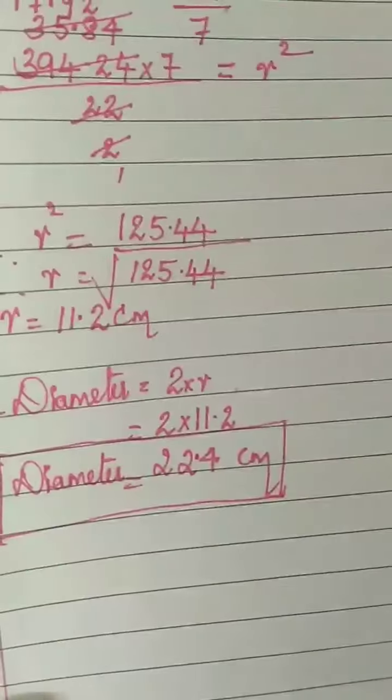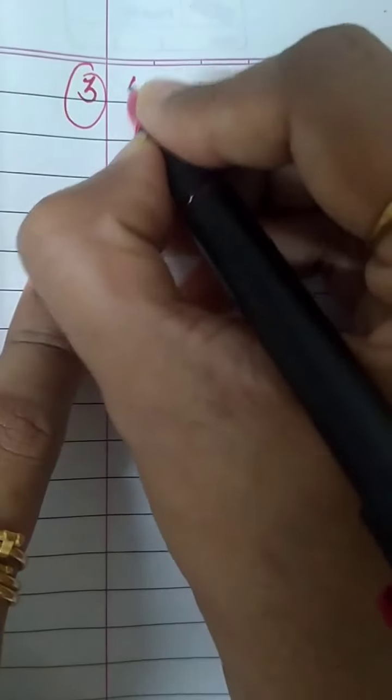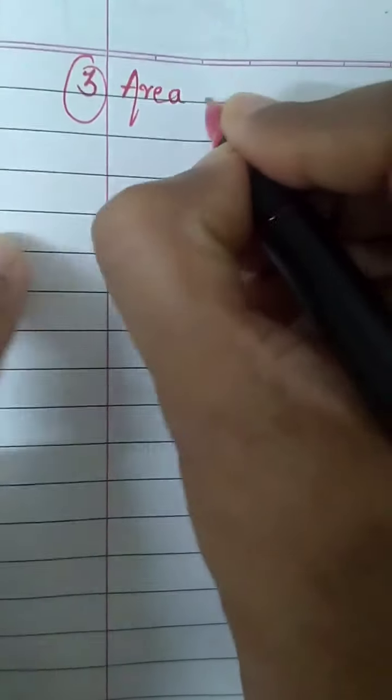Okay, children, moving on to the next sum. Third question in that form is, area is given as area of circle.